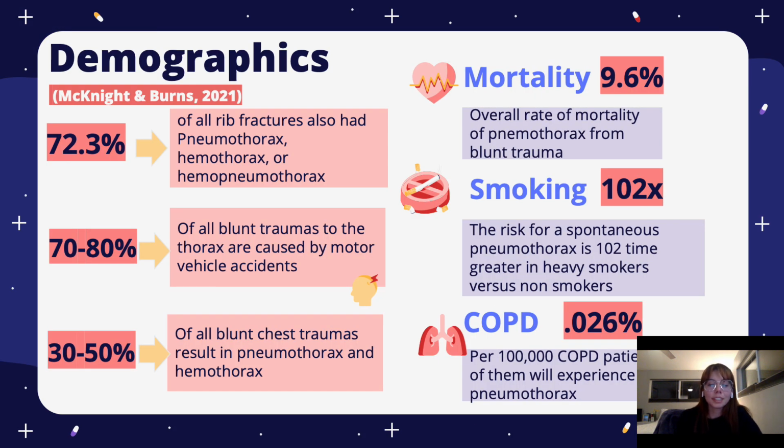Okay, last slide. I don't have a ton of time to talk here, but the main thing I want to point out is smoking. The risk for spontaneous pneumothorax is 102 times greater in heavy smokers versus non-heavy smokers. And then also for traumatic injury, 72.3% come from rib fractures. And then lastly, for COPD, 26 out of 100,000 patients are going to get pneumothorax if they have COPD.